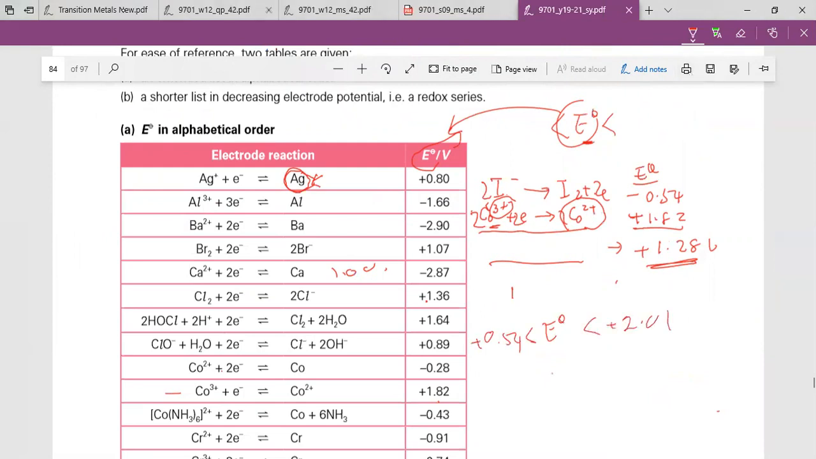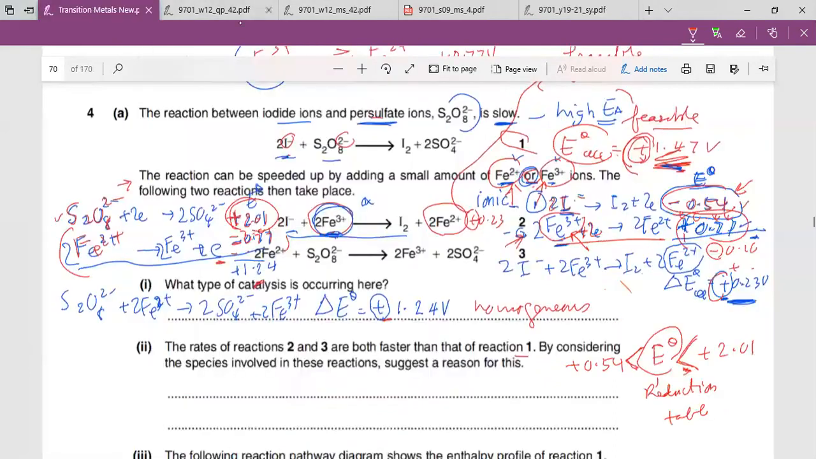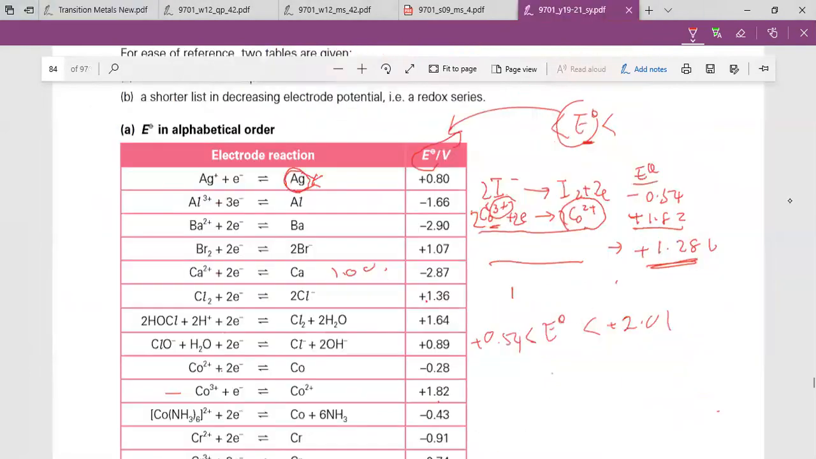Let me check again. Okay, all right now. Cobalt. Remember, I can't take this one here because it is solid. How about cobalt 3 plus and cobalt 2 plus? Now remember, this is in the reduction. Here, positive 1.82 is between here, right? So now this is a substance inside here.